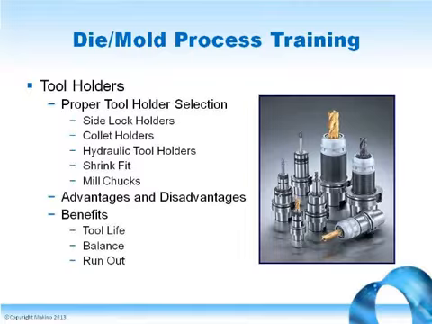Tool holders. Choosing the proper tool holder is key for high-performance machining. We will look at most of the common tool holders used in industry today, which are side lock holders, collet holders, hydraulic tool holders, shrink fit, and mill chucks. We will then look at the advantages and disadvantages of each tool holder. This will help us make a decision on our tool holder selection.